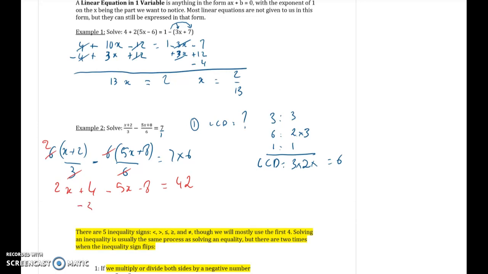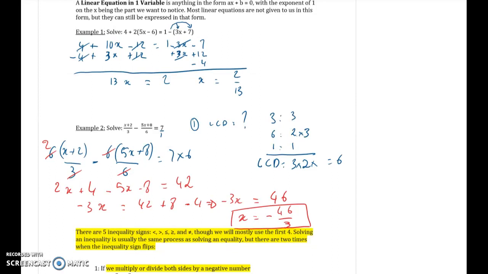That gives me negative 3x equal 42 plus 8 minus 4. So negative 3x equal 46. And so x equal negative 46 divided by 3.